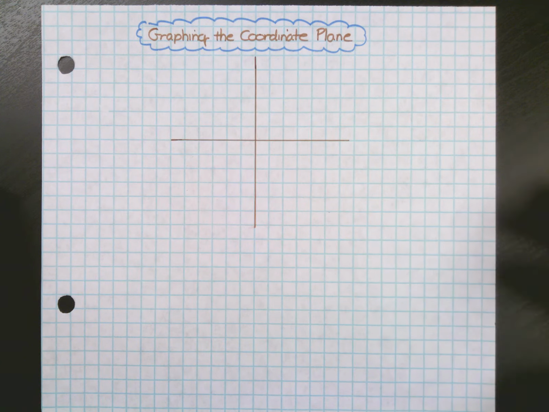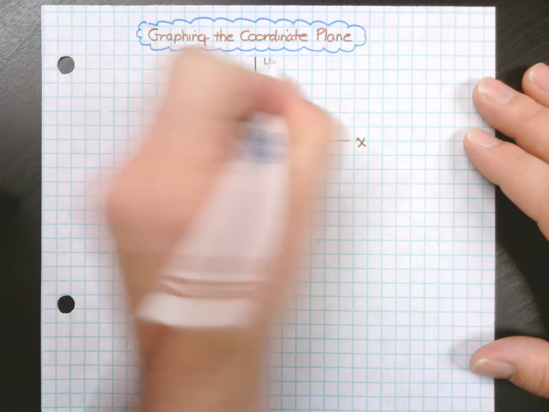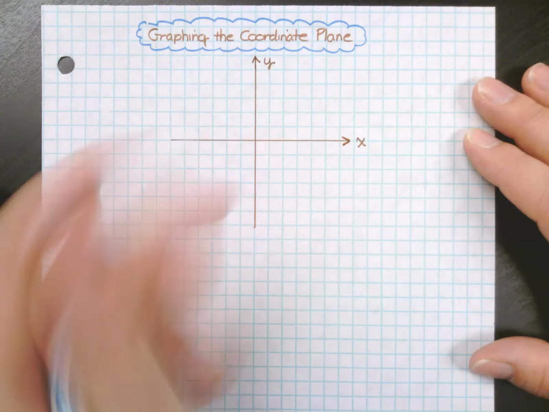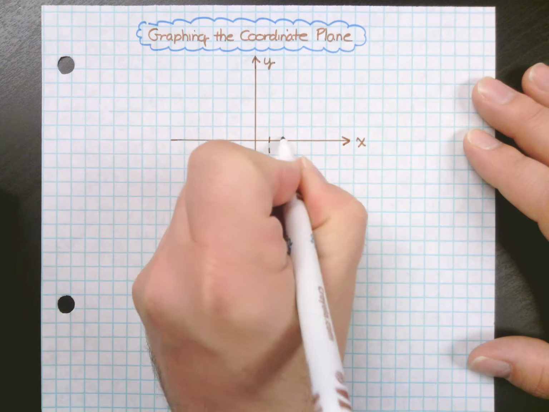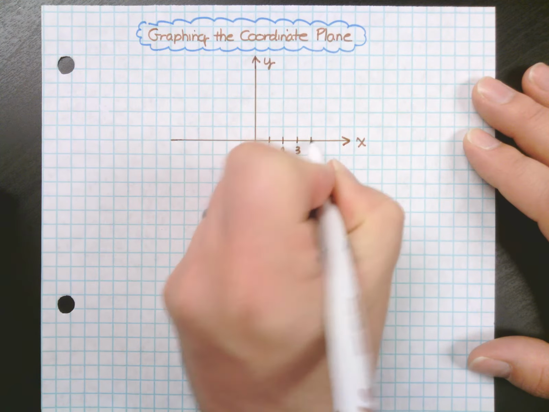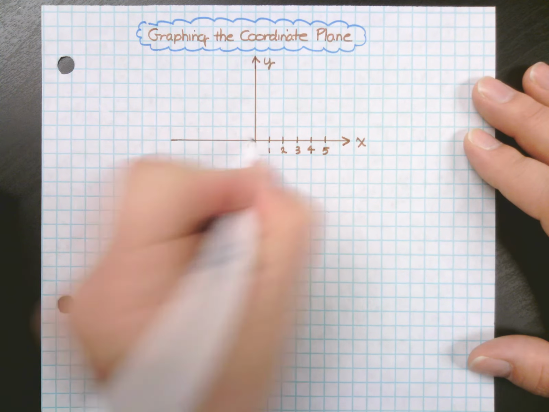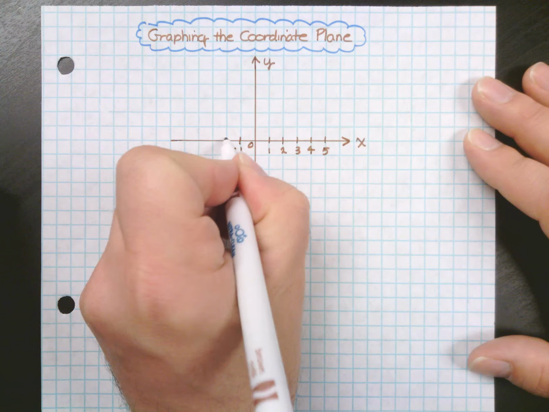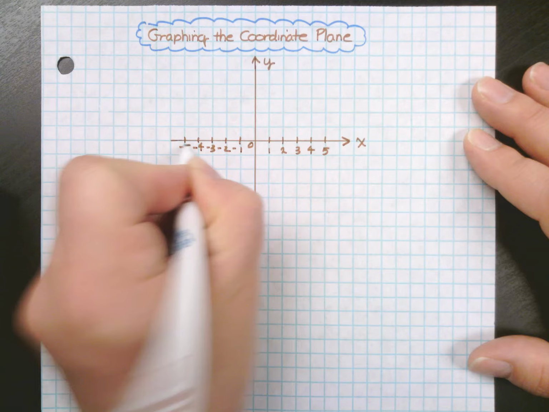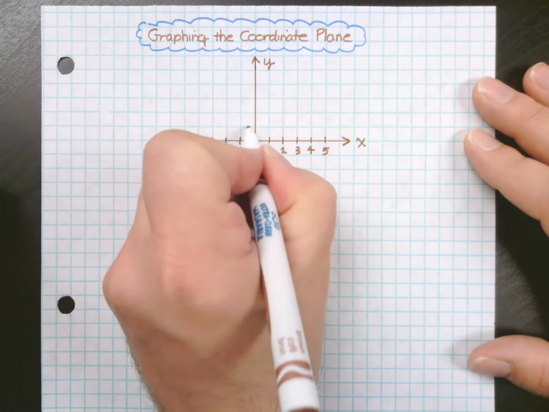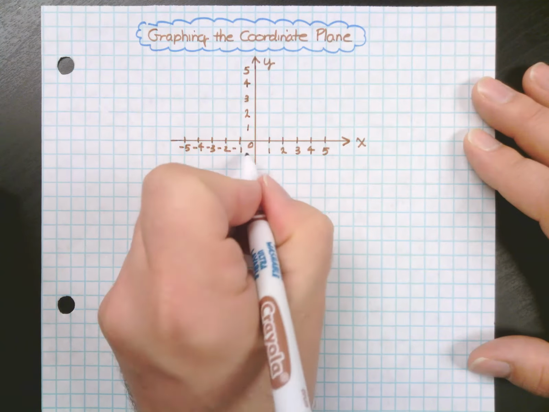Graphing the coordinate plane. We have two axes, the x-axis and the y-axis. We're going to give each axis intervals 1, 2, 3, 4, 5, and same with the other direction. And since this is the origin, we go in the negative direction. The same goes for the y-axis. So when I go up, it's positive. And when I go below the x-axis, it's negative.